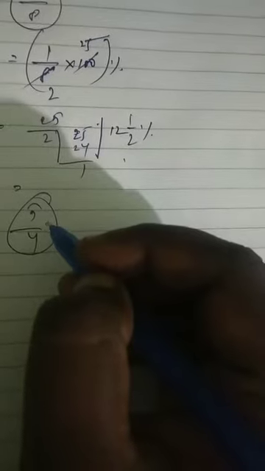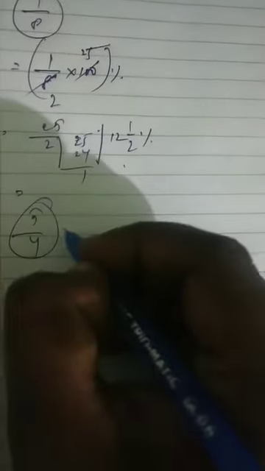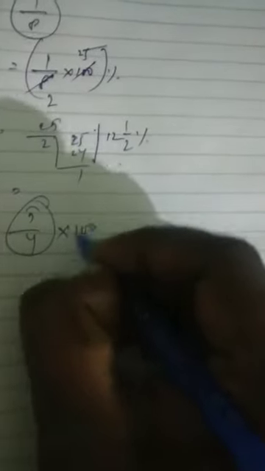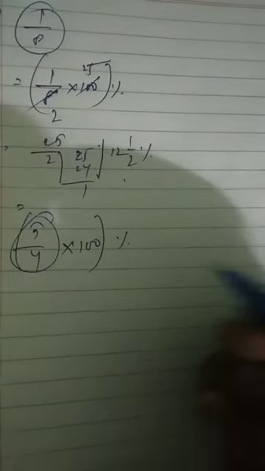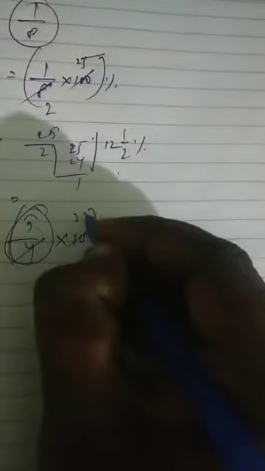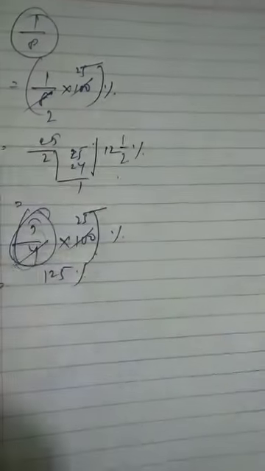Question number B is about 5 by 4. This is given in fraction and we have to convert it into percentage. So just simply we will multiply it by 100, bracket and percentage sign outside. Just multiply the fraction with 100, you will get your answer. 4 25s are 100, 5 25s are 125%.